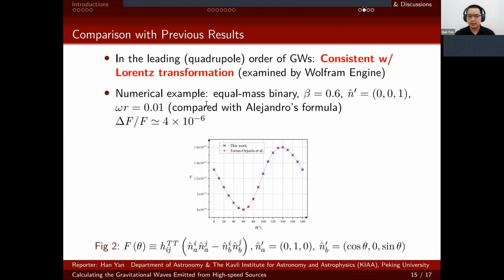We next consider a slightly different case in which a Newtonian mass binary is moving with a high center of mass velocity. We calculate the response of the detector and compare it with a formula from Alejandro's paper, which is actually also consistent with Lorentz transformation. These two results match each other well, as shown in this figure.